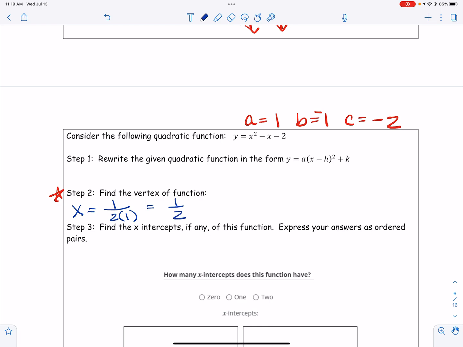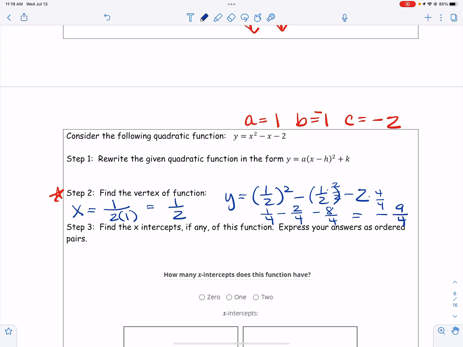Well, isn't that nice? We get a fraction, okay? So the x-coordinate is 1/2. And so now the y-coordinate is 1/2 squared minus 1/2 minus 2. And so that becomes 1/4. I'm going to change this into fourths, which makes that 2/4. And I'm going to change this into fourths, which makes that 8/4. So now I've got 1/4 minus 2/4 minus 8/4, which is -9/4.